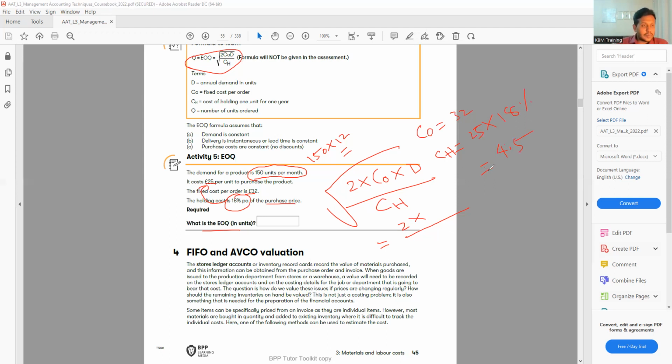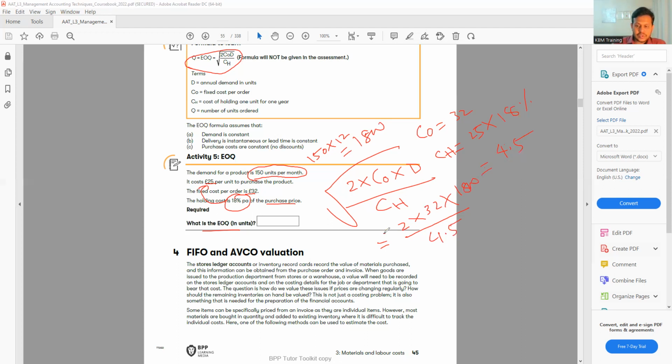Now we have to follow the formula. So 2 times CO, cost of ordering, that is 32. And the demand, how much is the demand? 150 times 12, how much is it? 150 times 12 will give you the demand for the whole year, 1800. Very well done, Rita. So we have 1800 for the demand for the whole year. And on the bottom, we have the cost of holding, that is 4.5.